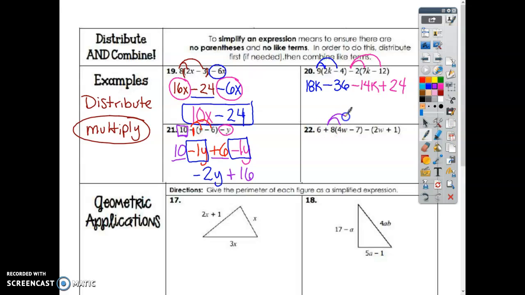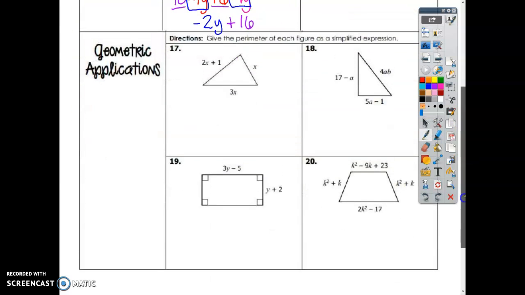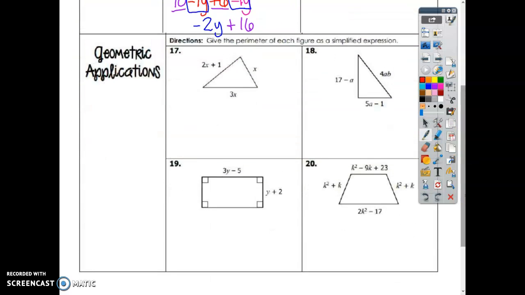This one, you're going to multiply those two. And this one, that's a negative 1, you're going to distribute here. The 6 is just going to come down. So I'm going to let you distribute and combine, see if you can do that. And then at the bottom, we're just adding everything up. Perimeter means you add up all the sides. So everything needs to be added.